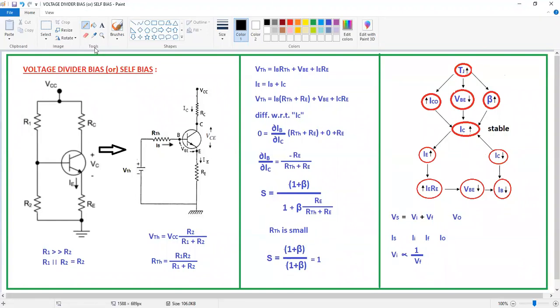Now in the case of voltage divider bias, the stability factor is 1. In the case of voltage divider bias, the stability factor is 1. So by using voltage divider bias, we can keep the quiescent point in a stable condition.